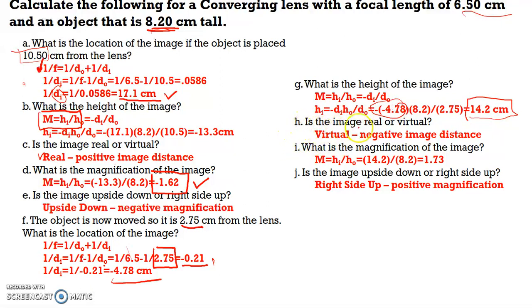And letter H, is the image real or virtual? It's going to be virtual because it has a negative image distance. And then it says, what is the magnification? Again, the same formula that we did earlier. 14.2 divided by 8.2 equals 1.73, so that means that it's going to be right side up because it has a positive magnification.